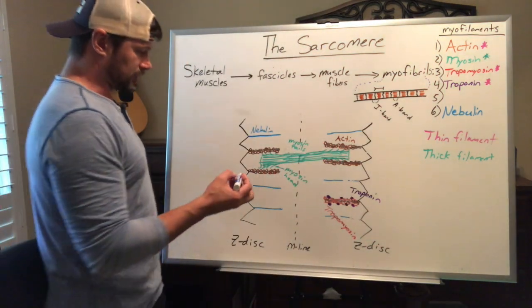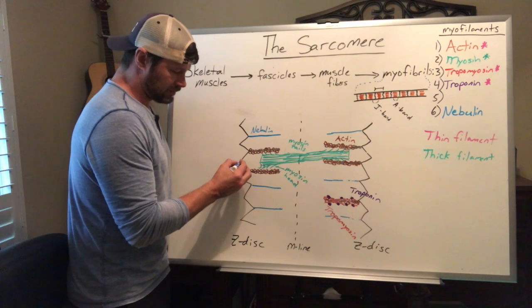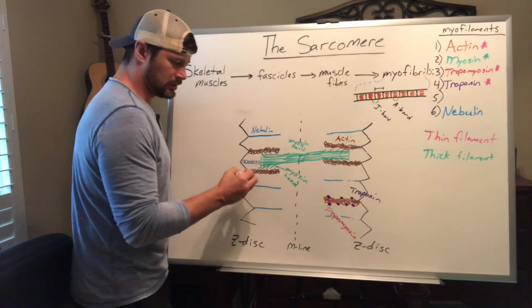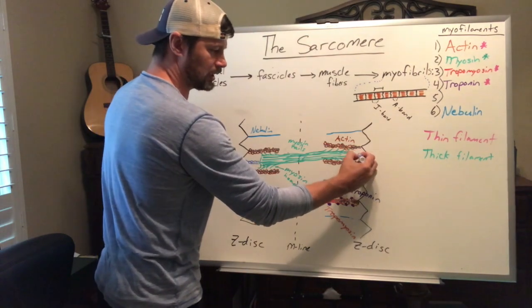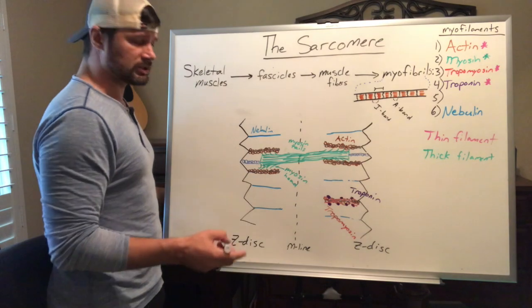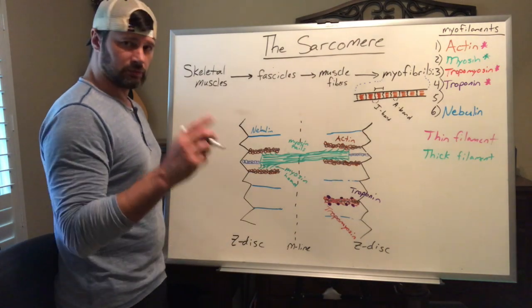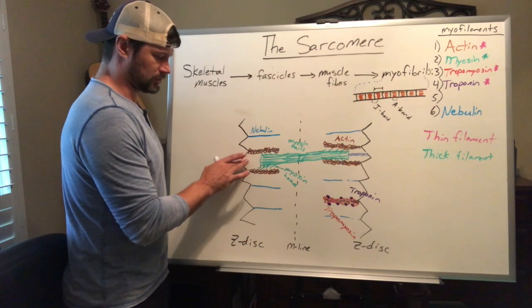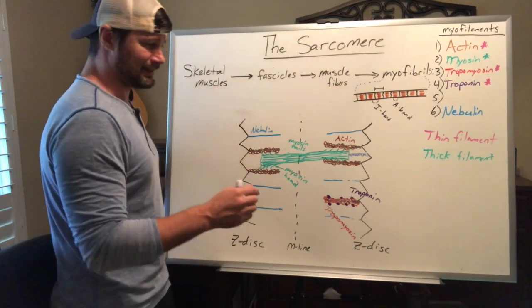Most of your textbooks are going to show titin bound to the Z-disc, and it looks like a spring that just comes from the Z-disc and then binds to the end of the thick filament. That's what most of your textbooks are going to show you, and most of your textbooks are wrong. Okay? Most of your textbooks are wrong. That's not how titin looks.